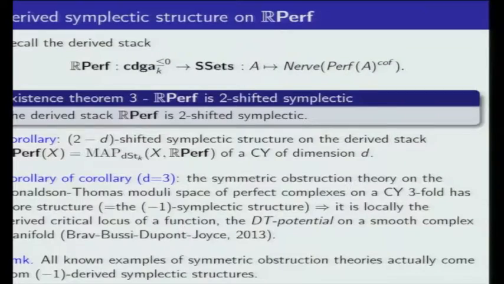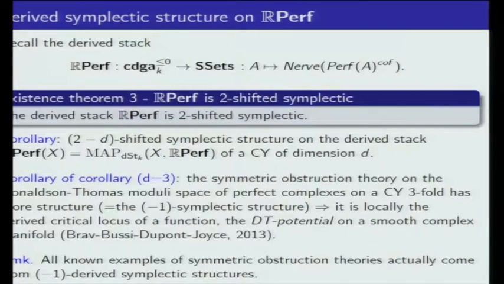So in particular, the corollary is the following. If you apply the two theorems on Map and this theorem on Perf, and you take the map from X, which is a Calabi-Yau of dimension D, to Perf, you get simply the stack of perfect complexes on the Calabi-Yau. And this stack has a 2 minus D shifted symplectic structure. The corollary in dimension 3 of this theorem and the theorem before is that if D is equal to 3, then you get a -1 shifted symplectic form.